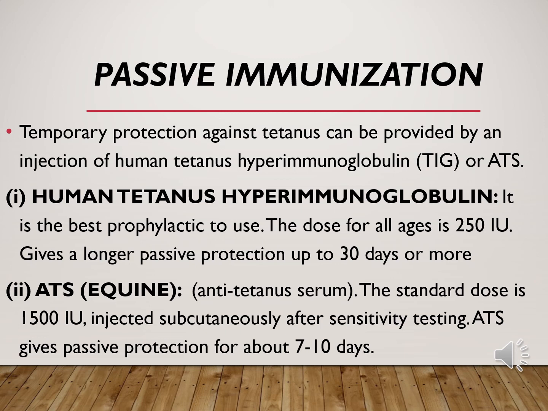Passive immunization. Temporary protection against tetanus can be provided by an injection of human tetanus hyperimmunoglobulin or antitoxin serum. Human tetanus hyperimmunoglobulin is the best prophylactic to use because it does not cause serum sickness. The dose for all age groups is 250 international units, and it gives passive protection for up to 30 days.